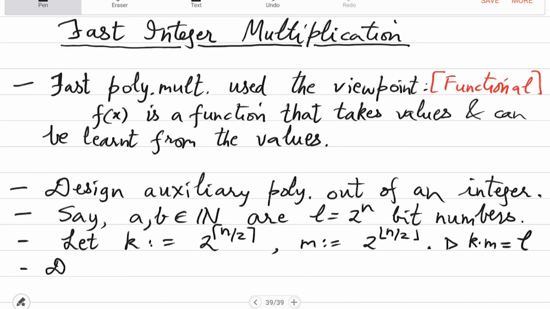So this integer a you will be looking at as a polynomial of square root L degree, and the coefficients are integers which are small, so they are square root L bits. Let us define that. A hat x, the polynomial out of A, this auxiliary polynomial, is the sum of ai hat x to the i, where ai hat is the ith coefficient, and i goes from 0 to m minus 1.